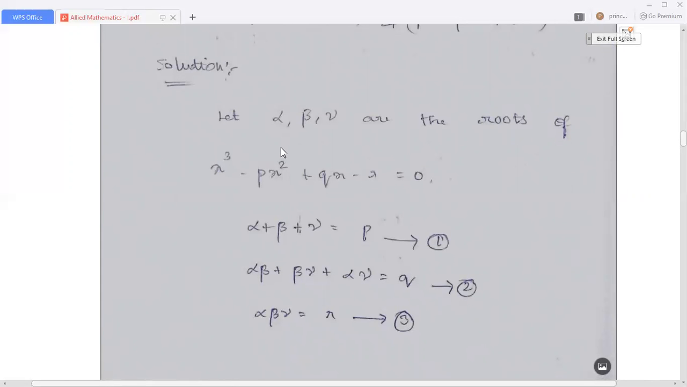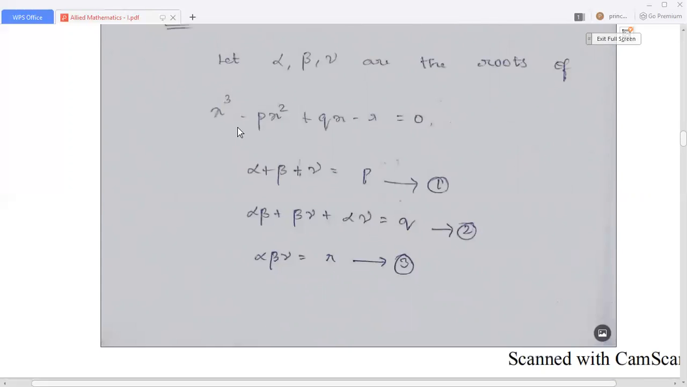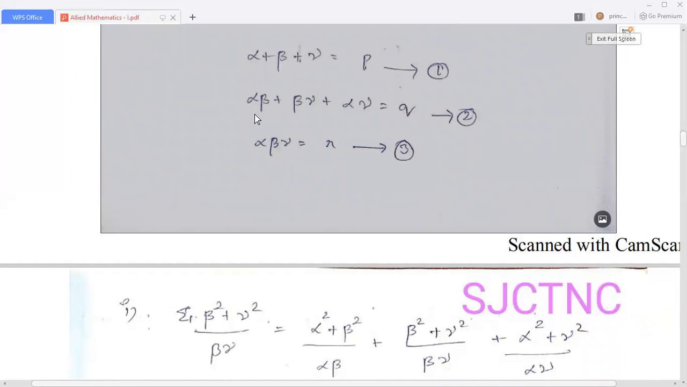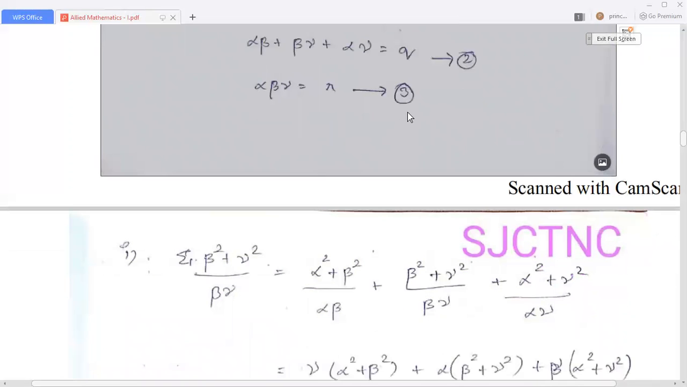Let alpha, beta, gamma be the roots of the given equation x cube minus px square plus qx minus r equal to 0. Now we write the relation between roots and coefficients. The sum of all the roots, that's alpha plus beta plus gamma equal to p. That can be taken as equation number 1. Next, the sum of product of roots taken 2 at a time, alpha beta plus beta gamma plus alpha gamma equal to q. This can be taken as equation number 2. Next, we write the product of all the roots alpha beta gamma equal to r. This can be taken as equation number 3.